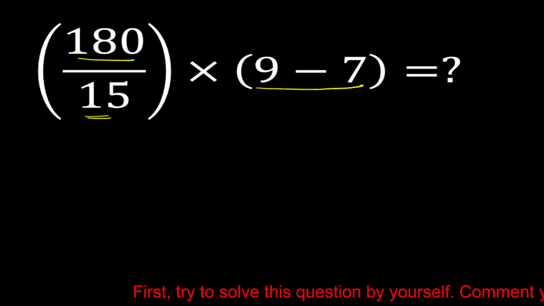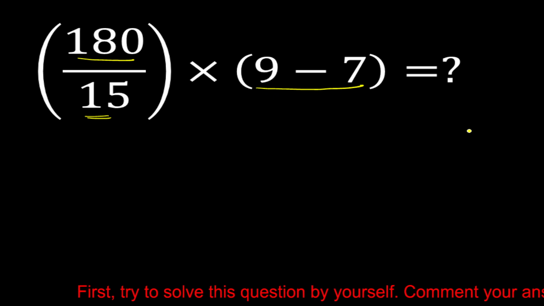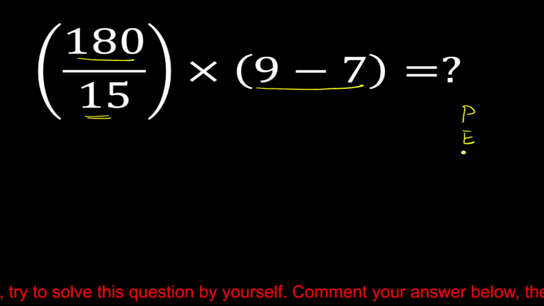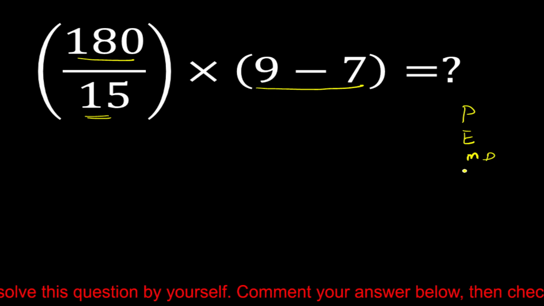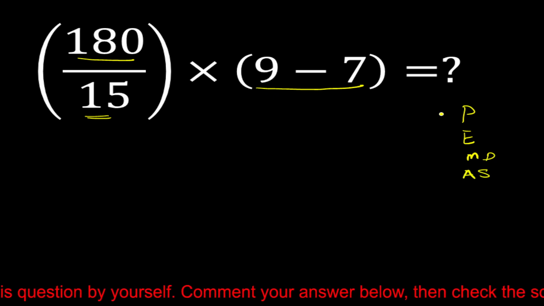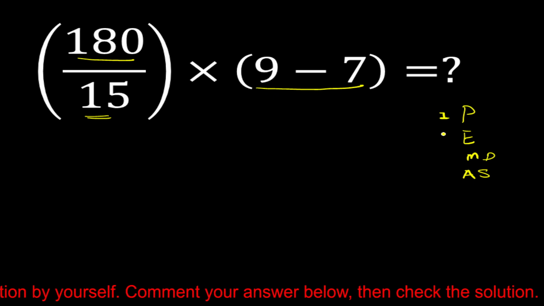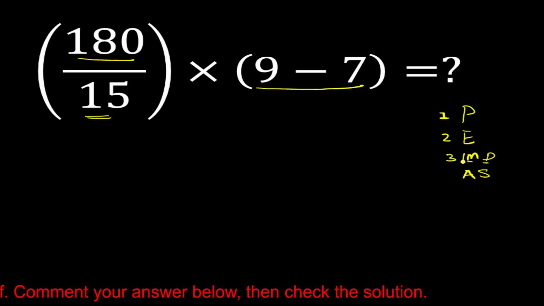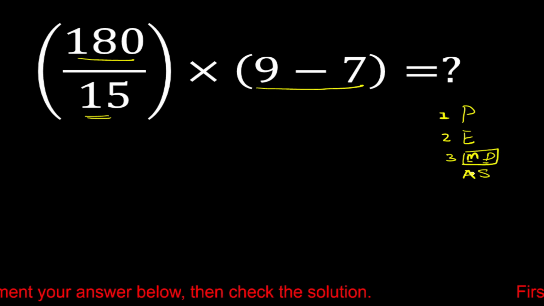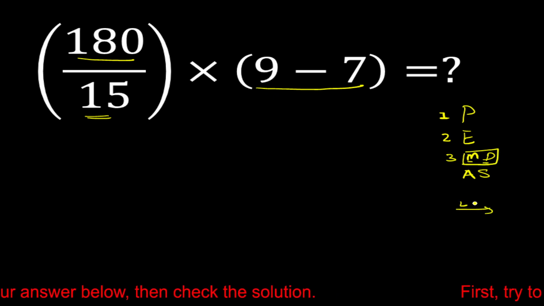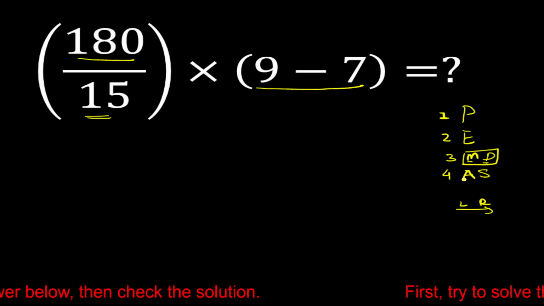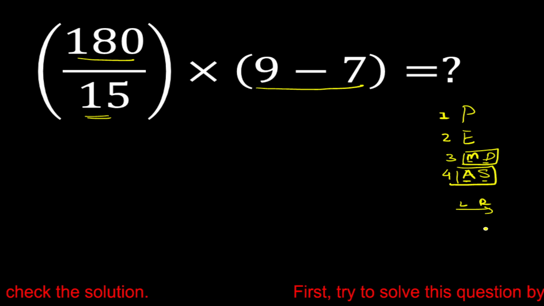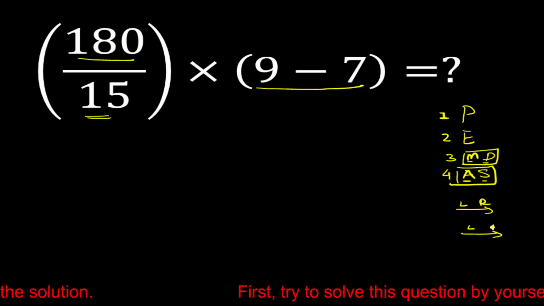So now let's solve this problem correctly by using the PEMDAS rule. PEMDAS. According to PEMDAS, first priority is parenthesis, second priority is exponents, third priority is multiplication and division. Here multiplication and division both have equal priority, so we have to solve it from left to right. Fourth and last priority is addition and subtraction. Also addition and subtraction both have equal priority, so we have to solve it from left to right.